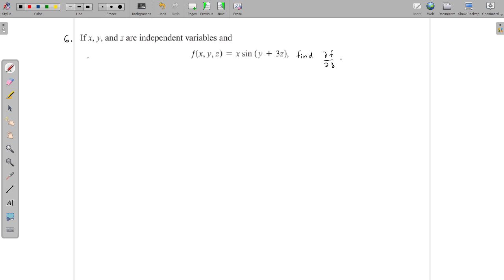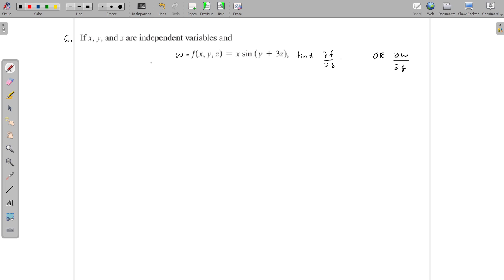Next we have another question. In this question, x, y and z are independent variables, and the function, if we call it w, is w equal to f of x, y, z, that is equal to x sine of y plus 3z. So these x, y, z are three independent variables rather than two, and find dou f by dou z, or you can consider dou w by dou z.